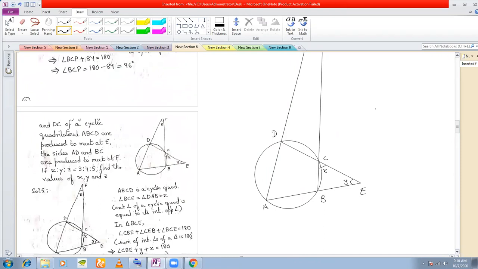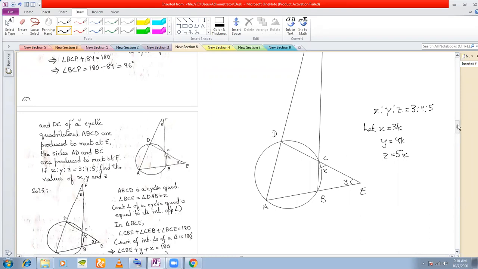It is also given to you that X : Y : Z is 3 : 4 : 5. So clearly, if the ratios are given, you can take X equal to 3K, Y equal to 4K, and Z equal to 5K. Now the question is how to find X, Y, and Z.